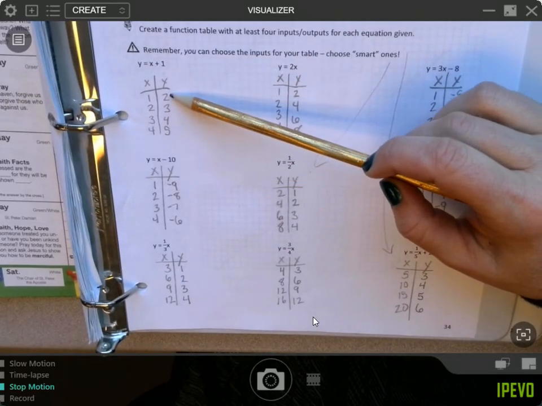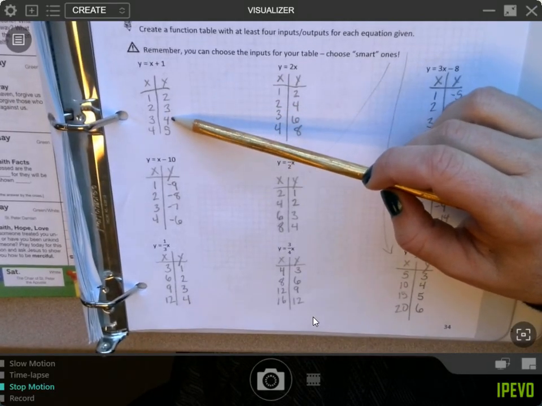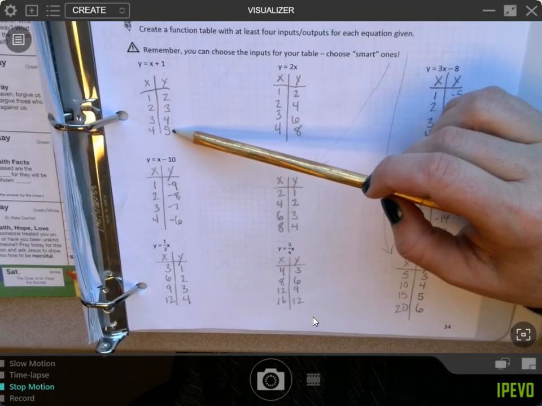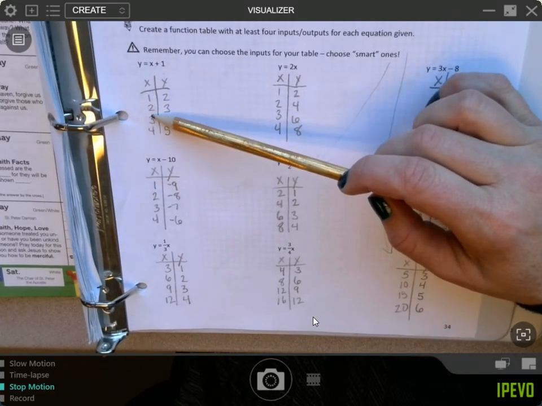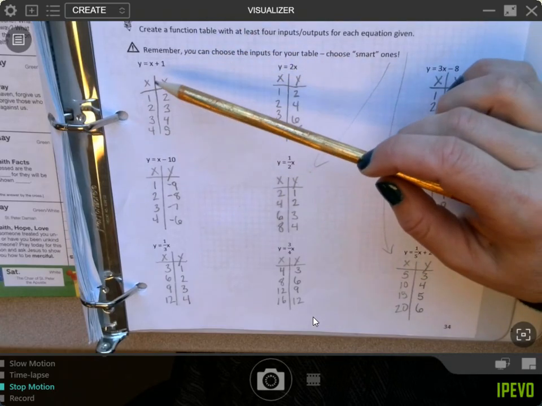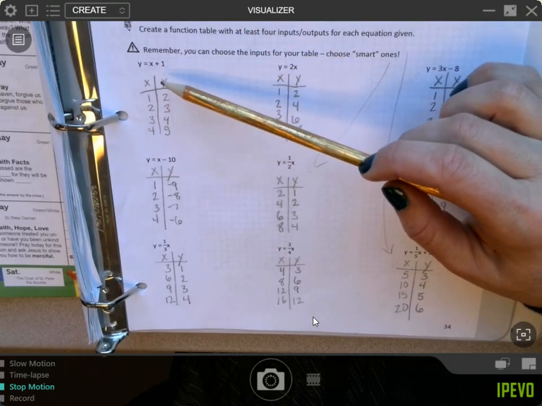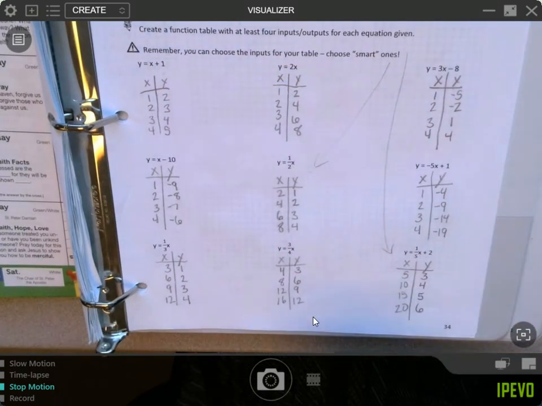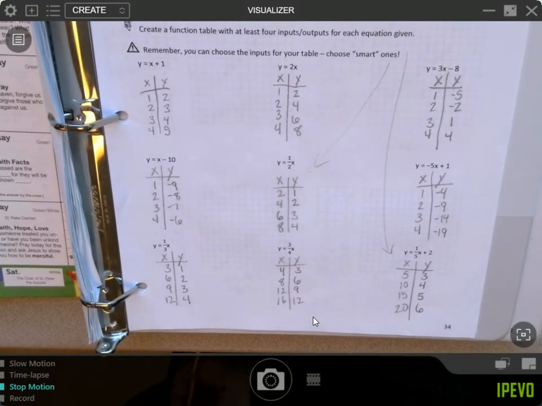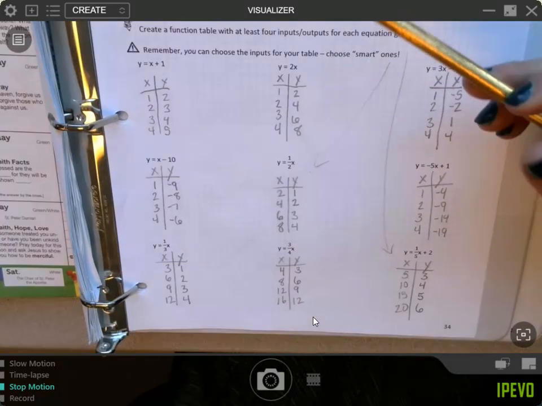So if we look at this first one, we can see that all the y's are increasing by 1 because I did them in order. If you did them in order, they're increasing by 1. If you would put 10 in, you would get 11, 20 would get 21, 30 would get 31. So you should see a pattern in your y's that you're getting.